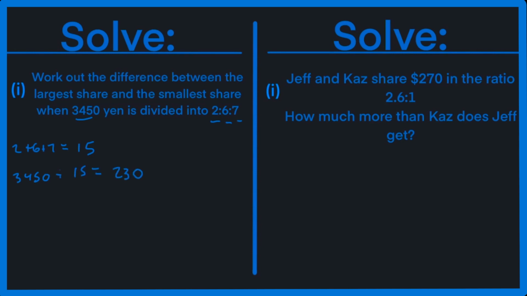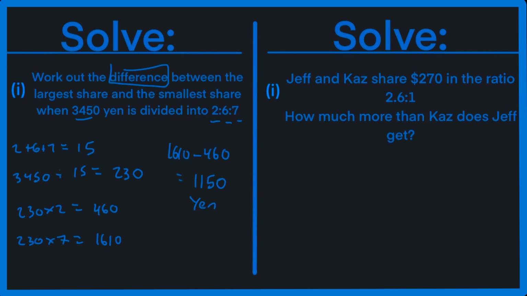Then what we can do is multiply 230 by 2 to get 460. And 230 by 7 to get 1610. It is asking us to work out the difference. So we do 1610 minus 460, which is 1150 yen.